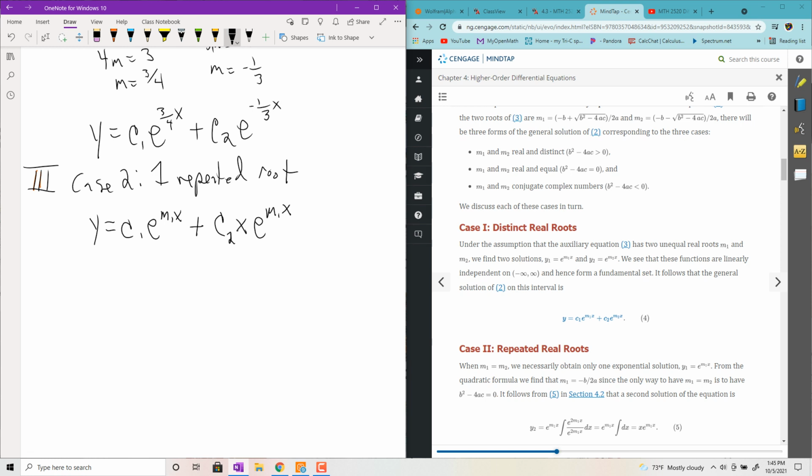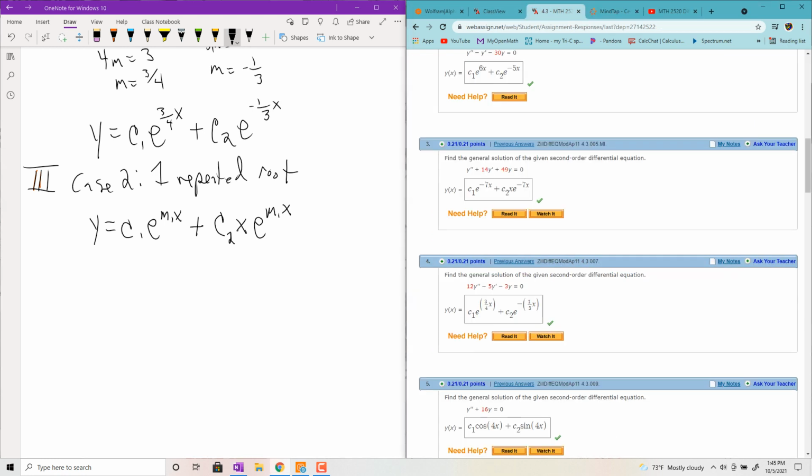We'll talk about those higher order ones coming up soon. Anyways, let's look at one of these real repeated versions. You can see number 3 is one of those types: y double prime plus 14... I can see it because I can see the answer. I can't just look at it and know. But anyways, I guess you can.